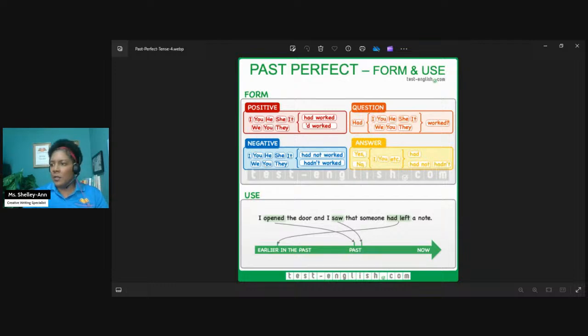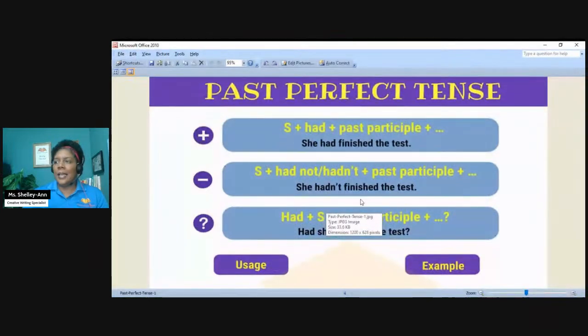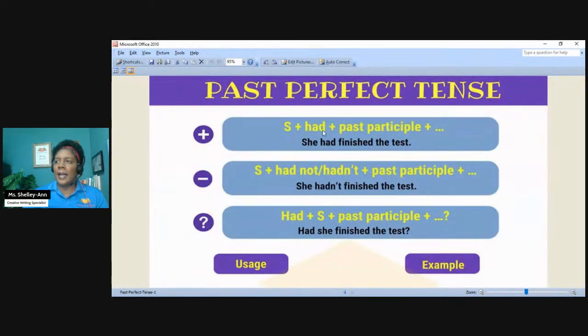So let me show another graphic so that you can see the actual format, because this one kind of just gives an example. The format of it is the verb had plus the past participle. Right? So this is an example of the past perfect tense and how you create it. Right? She hadn't finished the test. So subject plus had plus past participle plus rest of sentence.